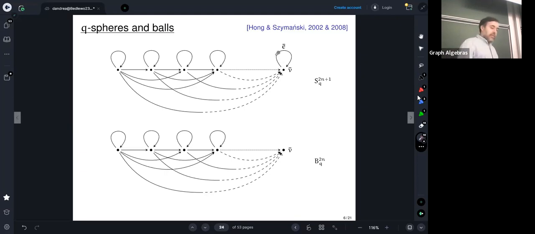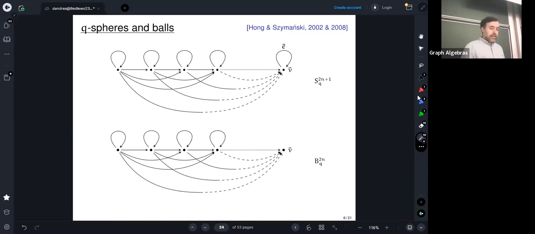So if you remove from this graph on top the last loop, what you get is the graph of the quantum ball. So in particular, there is a quotient map from this C*-algebra to this C*-algebra, which is analogous to the pullback of the boundary map from a unit sphere to a unit ball. And this map is almost the obvious one, since each partial isometry and projection on top goes to the corresponding one in the bottom diagram. And here you have one extra partial isometry associated to this loop. And what this morphism does is that it sends this partial isometry to the projection of the last vertex. So it does not disappear, it becomes a projection.